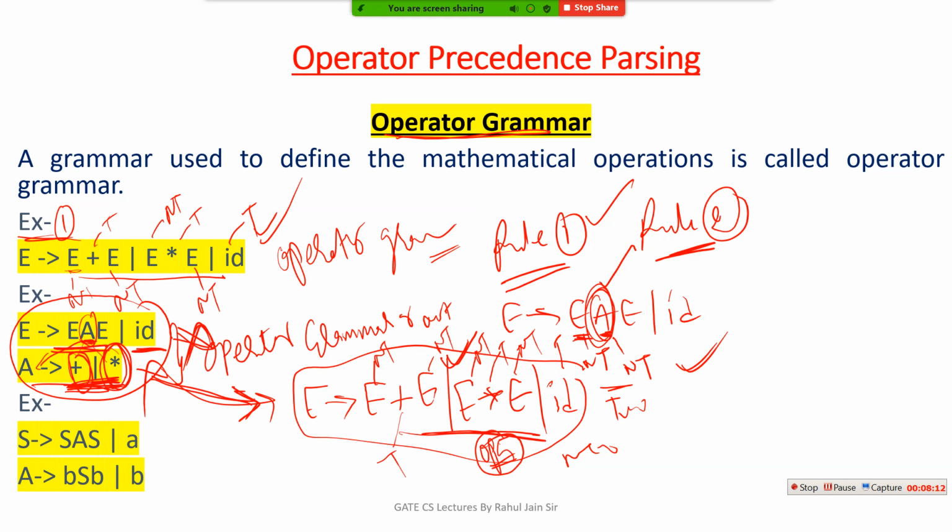Okay guys, now I am talking about the next example. Okay, I feel very pleasure that you all are answering my questions. Now the next example is S derives S A S or A, and A derives B S B and B. This is a complete grammar. Now guys, answer me, is this grammar an operator grammar or not?